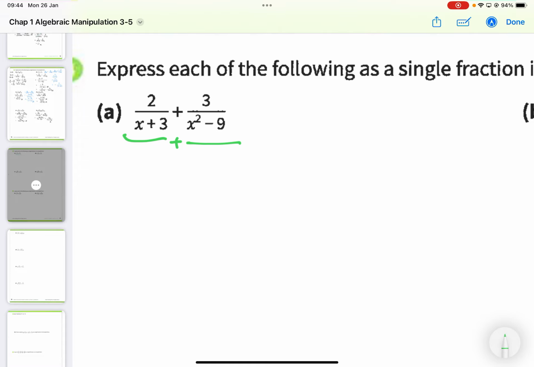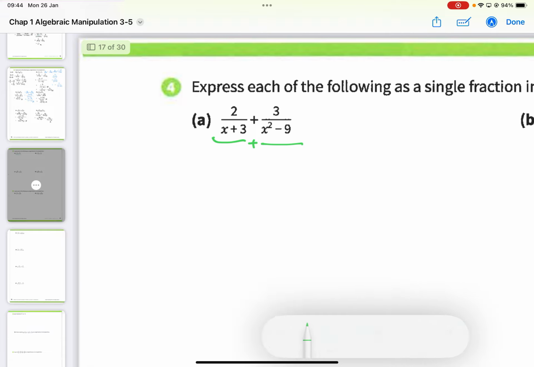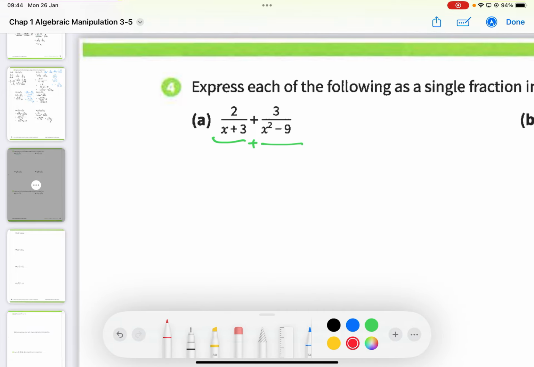Okay? The special identity is this one. Whenever you see a perfect square, or something square minus something square, you must be thinking about a special identity. This trick usually comes up in the difficult questions.